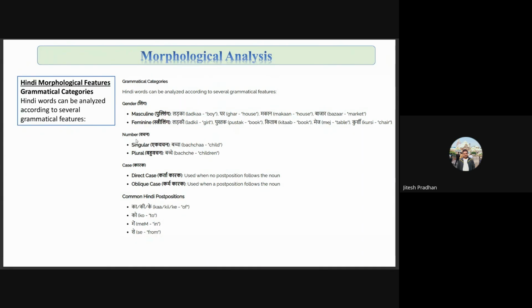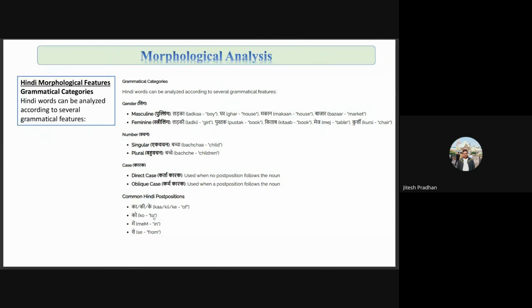Okay, then there is number, that is vachan. It can be singular or plural. If we write bacha, it will be singular. If we write bacche, with the matra, it will be plural. So from bacha it will generate child, and from bacche it will generate children. Then we have case, that is karak. We have direct case and oblique case. Direct case, that is karta karak or kam karak, is used when no post position follows the noun. Oblique case is used when a post position follows the noun. Common Hindi post positions are ka, ki, ke. All these ka, ki, ke actually become just of in English when we do translation.